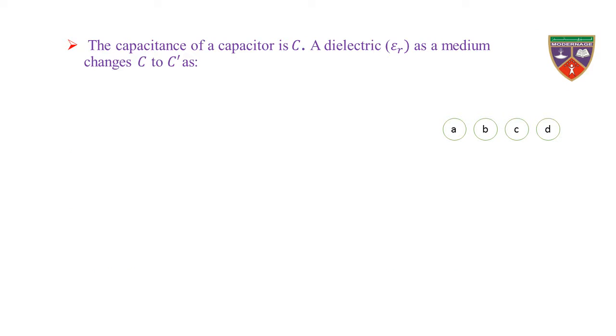The capacitance of a capacitor is C. A dielectric epsilon R as a medium changes C to C prime as: option A, C prime is equal to C; B, C prime is less than C; C, C prime is greater than C; D, C prime is 0. The key is C prime is greater than C. The correct option is C.